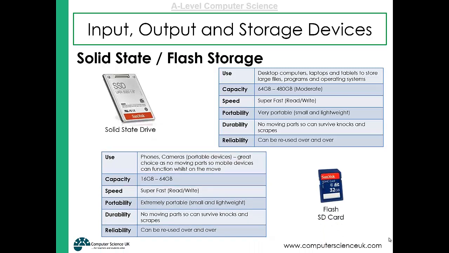Flash discs, so you've got these little SD cards, for example. They're really good in small portable devices like phones and cameras. No moving part, again, they've got really good capacities, they're super quick read and write speeds, and they can be used over and over again, so they're very good. So it's definitely a superior technology, solid state and flash storage, over the others, but it's still very expensive compared to the others.